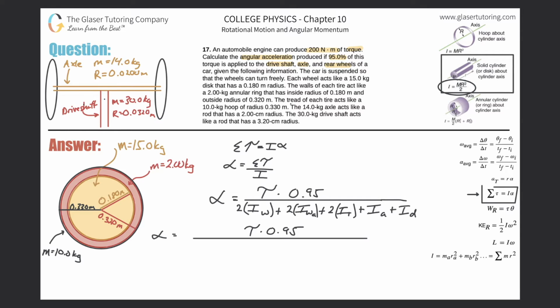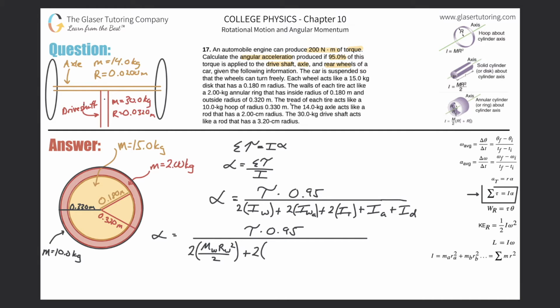And these pictures can be found in your textbook, page 359. So now we can take 2, multiply it by the formula for the moment of inertia for the wheel. That's going to be the mass of the wheel multiplied by the radius of the wheel squared, all divided by 2. Plus 2 times the moment of inertia for the wall.